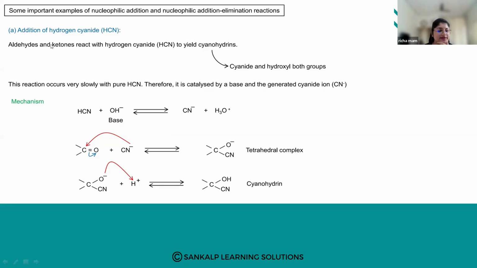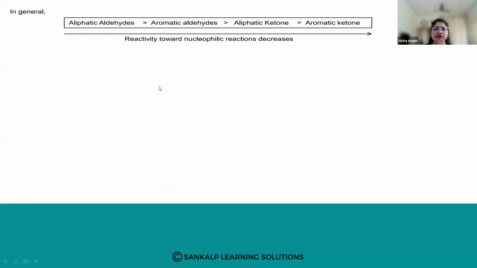So in the last class, we started with the nucleophilic addition reactions. Okay. So nucleophilic addition reaction of HCl. Aldehydes and ketones react with hydrogen cyanide to yield cyanohydrin. So these reactions we have seen. So some of the addition reactions, nucleophilic addition reactions, we have seen.